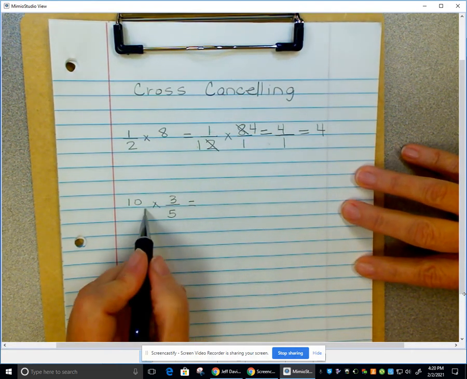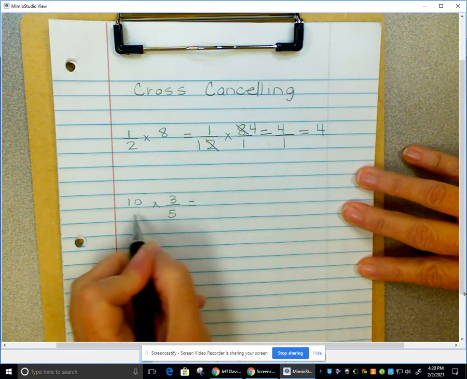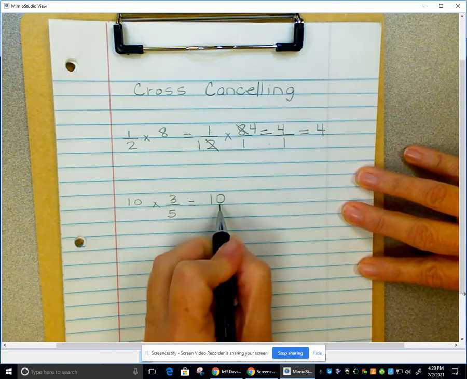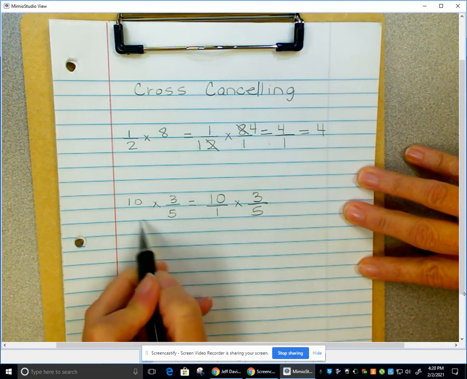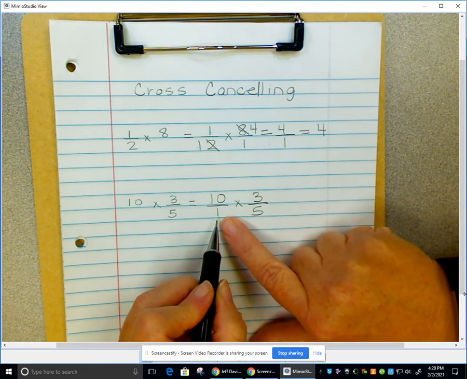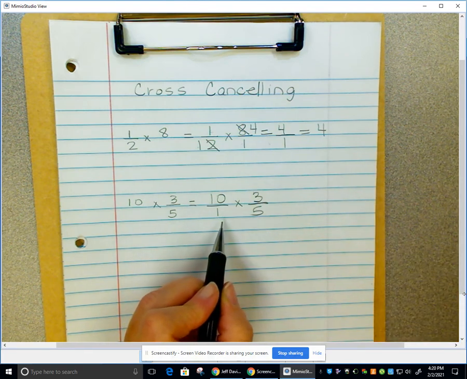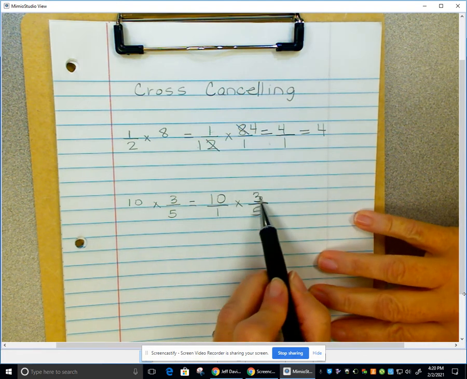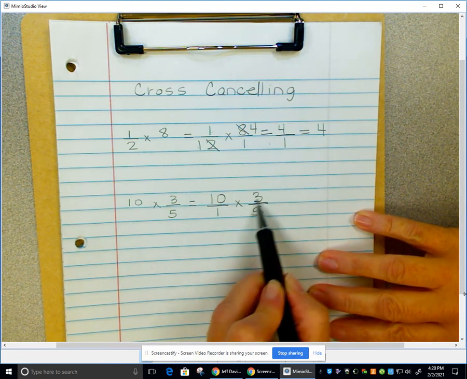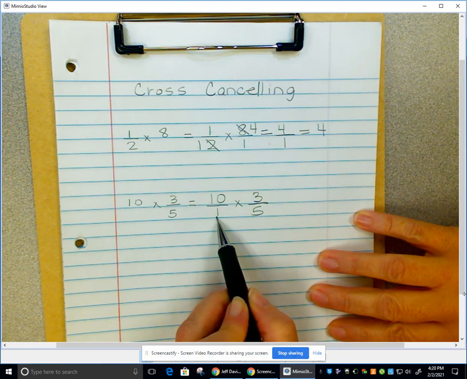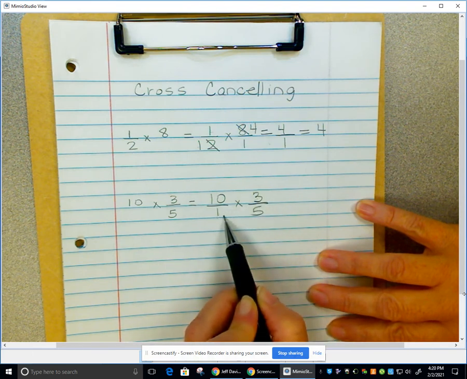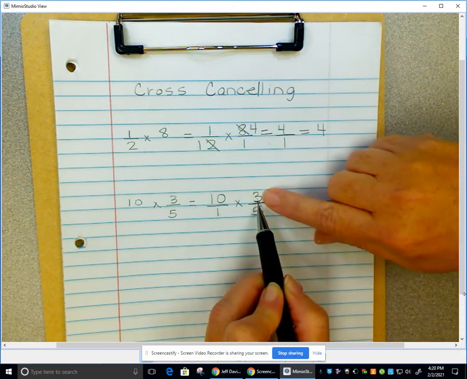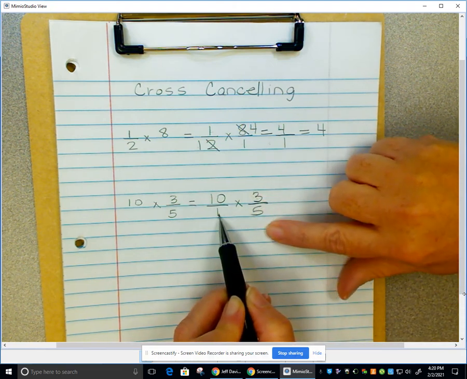Now, let's look at this one. I'd say, well, that's 10, slap a 1 under it, times 3/5. See, it's the exact same problem. The only thing I did differently is I put a 1 under the 10. Now, let's cross cancel. Look at the 1 and the 3. Take the lowest number, the 1. We know 1's going to go into 3 3 times. Nothing will change, so we'll leave this alone. 1 goes into 3 3 times, so we'll leave the 3 alone, and 1 goes into itself 1 time.